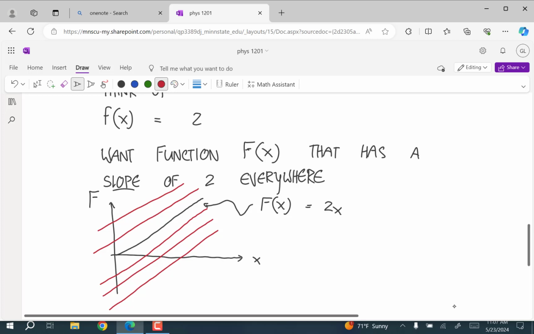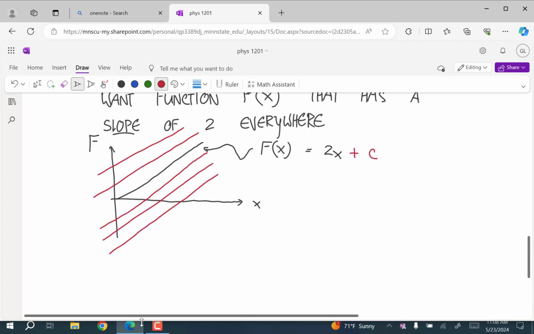And moving this function up or down has the effect of adding some unknown value that can be anything to our function capital F is equal to 2x. And that's the constant of integration. So that's the unknown c. And whatever c you choose determines which of these infinitely many red diagonal lines you get. Okay, so that's where the constant of integration comes from.